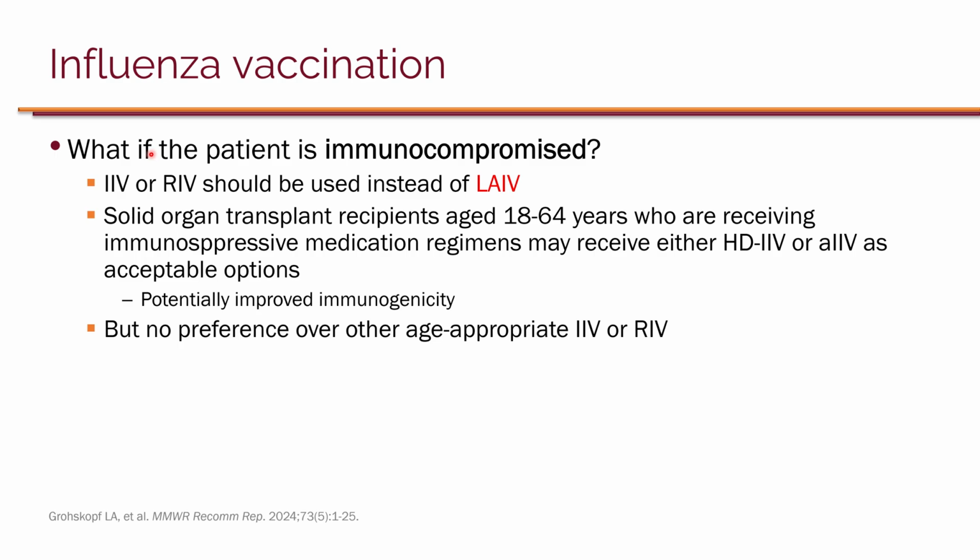So not only does the CDC continue to recommend to avoid live attenuated vaccines and prefer inactivated influenza vaccine and recombinant, but there's also a recommendation that solid organ transplant recipients aged 18 to 64 who are receiving immunosuppressive medication regimens may receive either the high dose or adjuvanted as acceptable options. So remember, these two are only approved for age 65 and older. And they're saying that although these patients are not 65 yet, you can consider them, but they make it clear that this is not a preference.